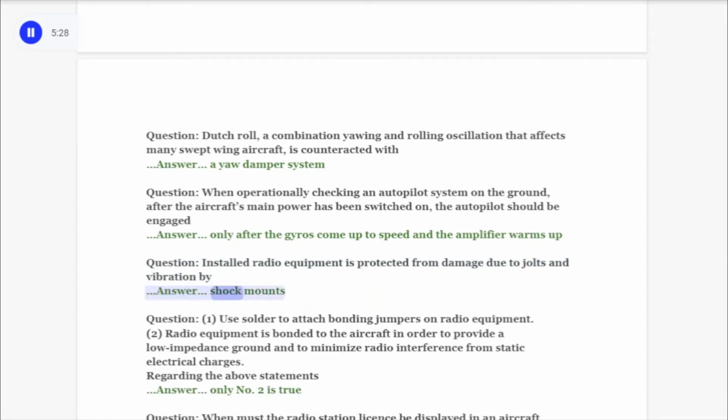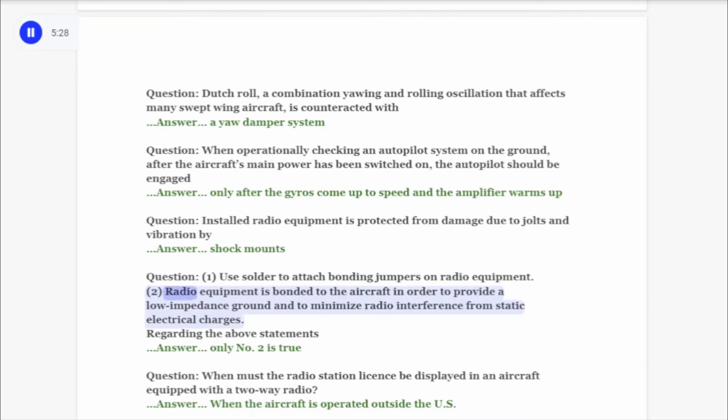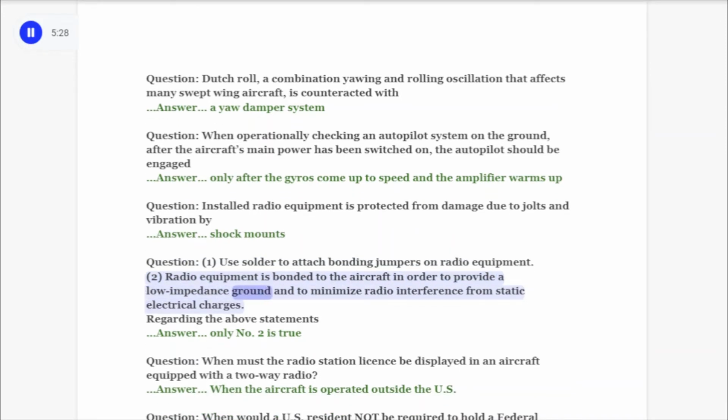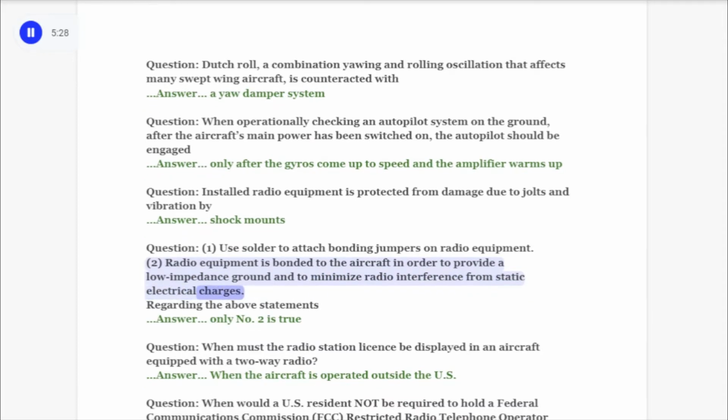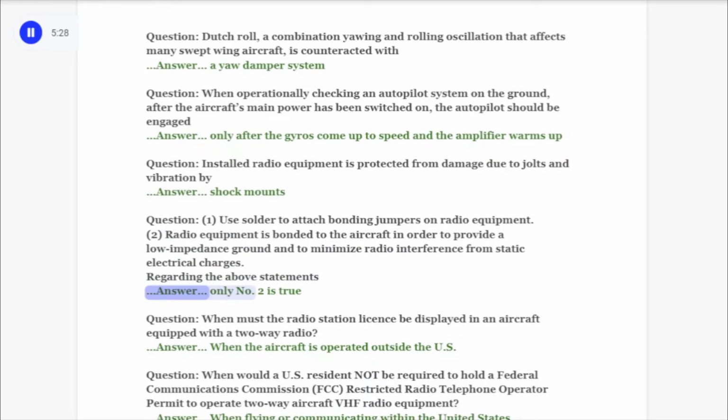Answer: shock mounts. Question: 1. Use solder to attach bonding jumpers on radio equipment. 2. Radio equipment is bonded to the aircraft in order to provide a low-impedance ground and to minimize radio interference from static electrical charges. Regarding the above statements. Answer: only number 2 is true.